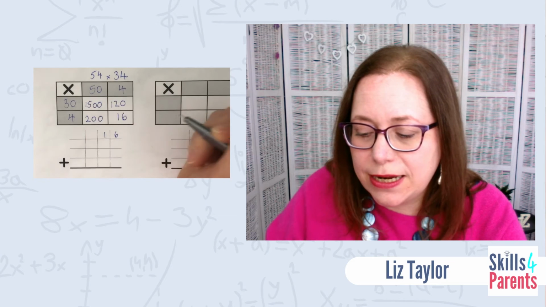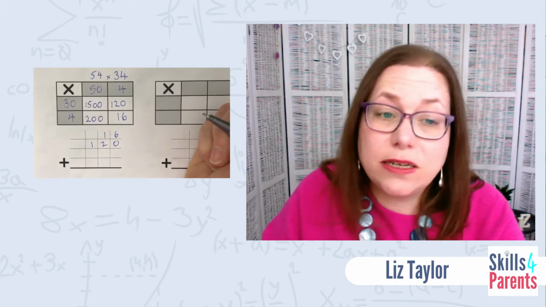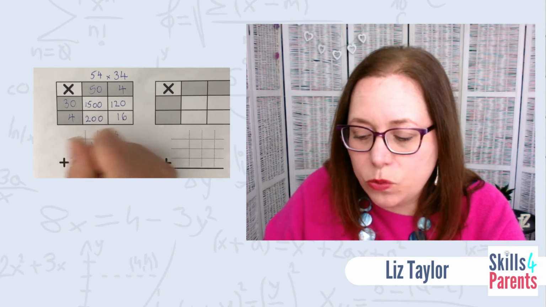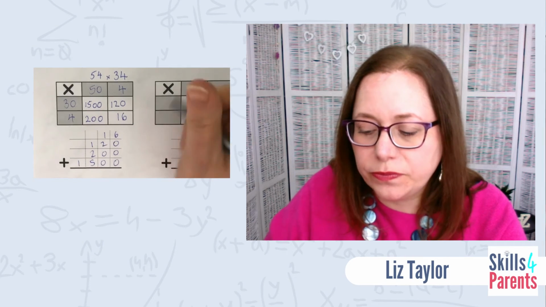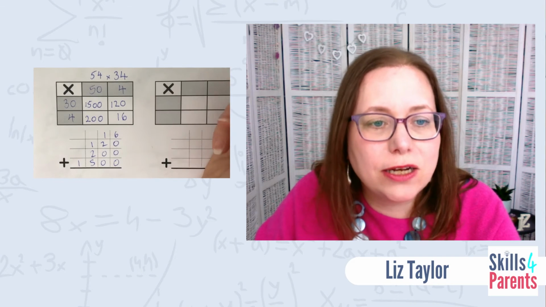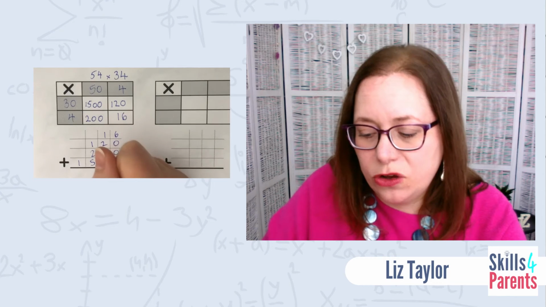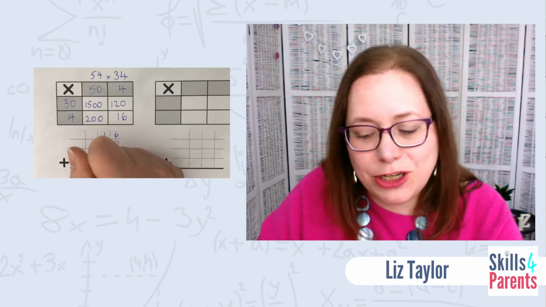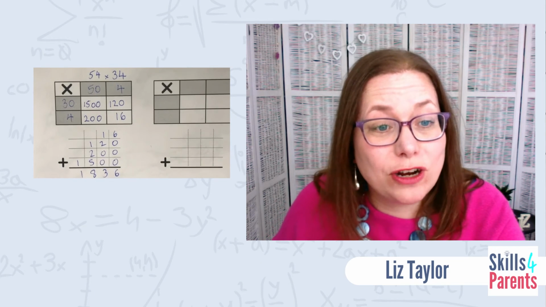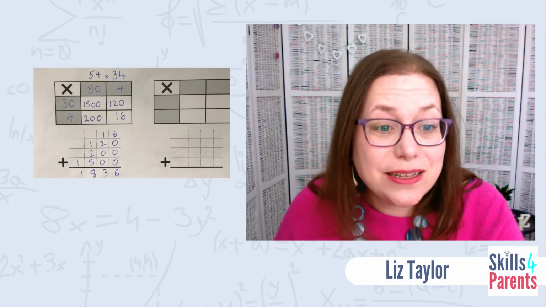So we'll put 16 in, we'll put 120 in, and again with addition, it doesn't matter what order you do it in. So 200 and 1,500. So I've got my units lined up, I've got my tens lined up, my hundreds lined up, and so on. So we'll add this up. 6, 3, 8, and 1. So my answer is 1,836. Hey presto, it's easy.